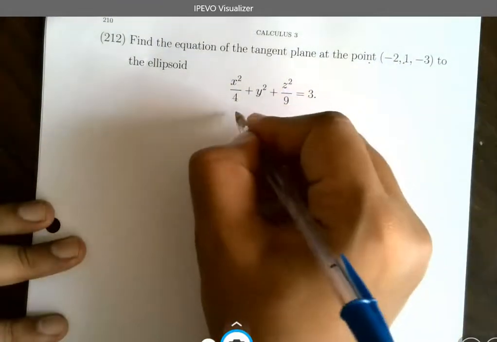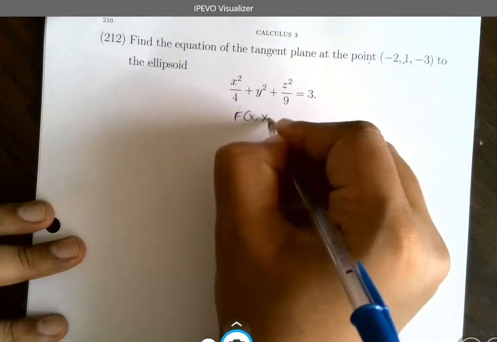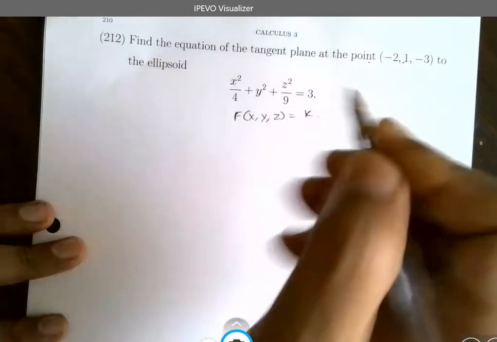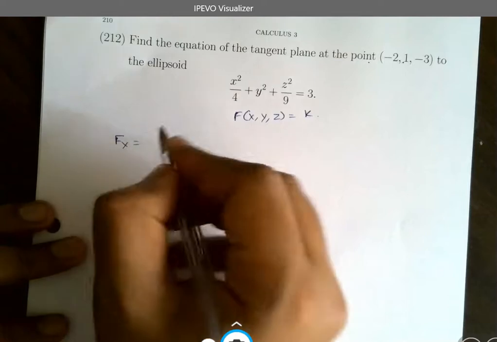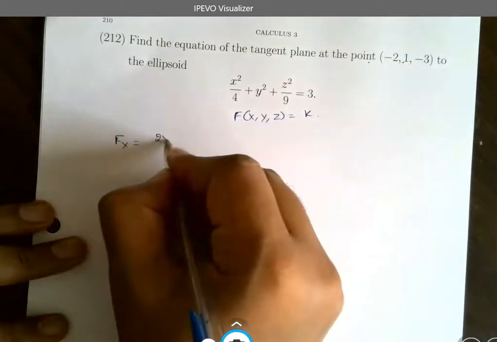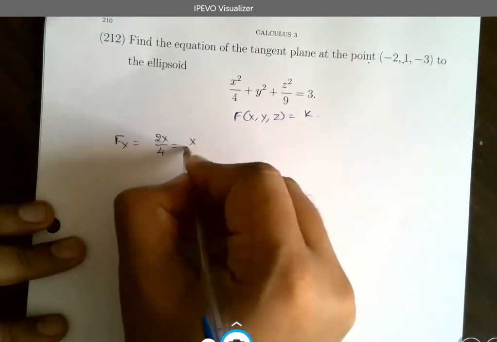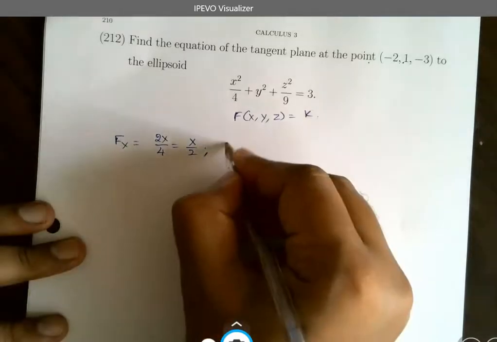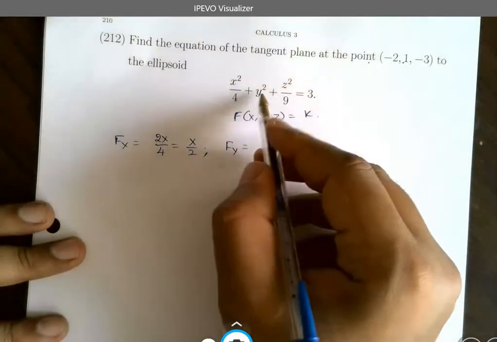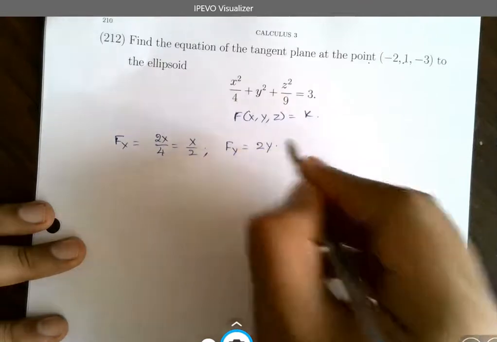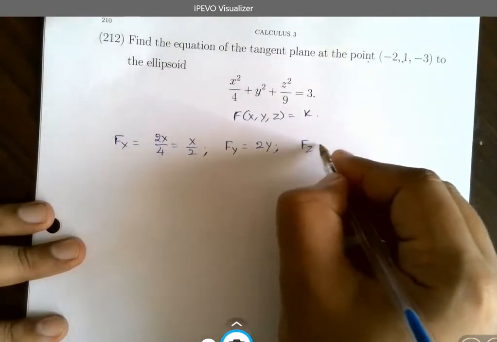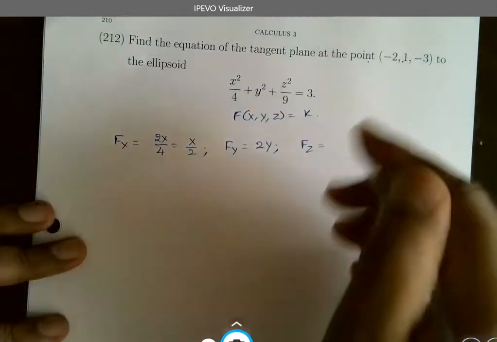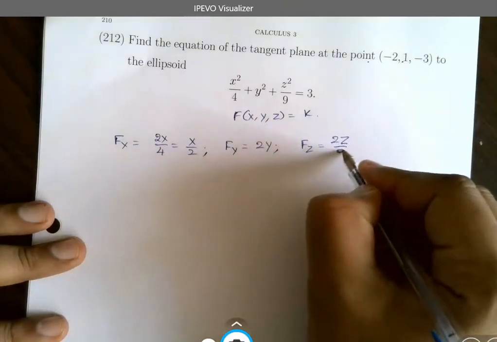So that means this is in the form of f(x, y, z) equals k, correct? So let's find fx. That means you want to differentiate it. That's going to be 2x over 4, which is going to be x over 2, really. Fy is going to be differentiated with respect to y, so you get 2y. Fz is going to be, you differentiate it with respect to z, so you get 2z over 9, correct?